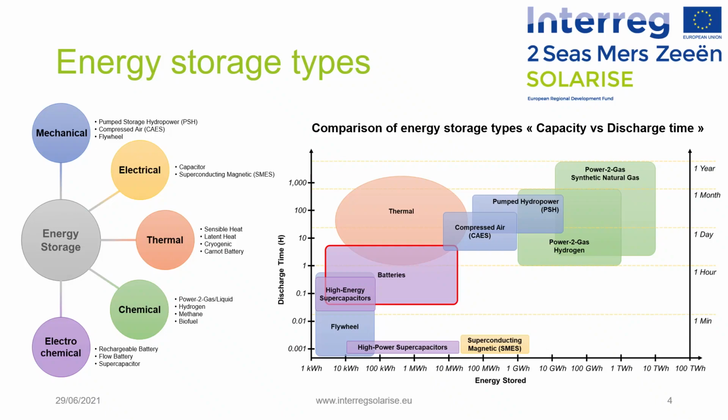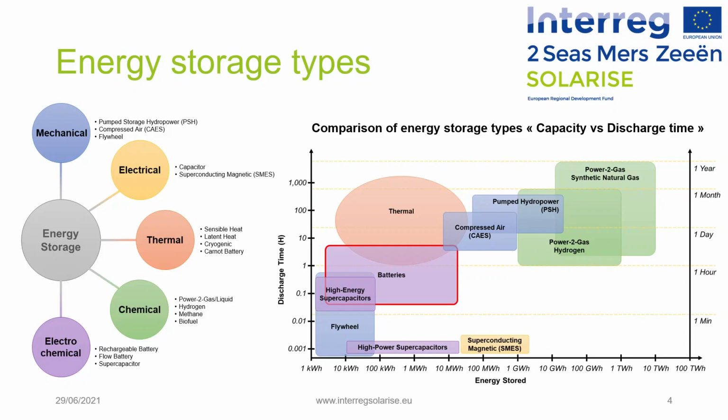Thus, we are presenting here on the left the 5 main forms under which energy can be stored, with some of their associated technologies. And on the right, a graph that compares them in terms of their capacity to store energy versus their discharging time.